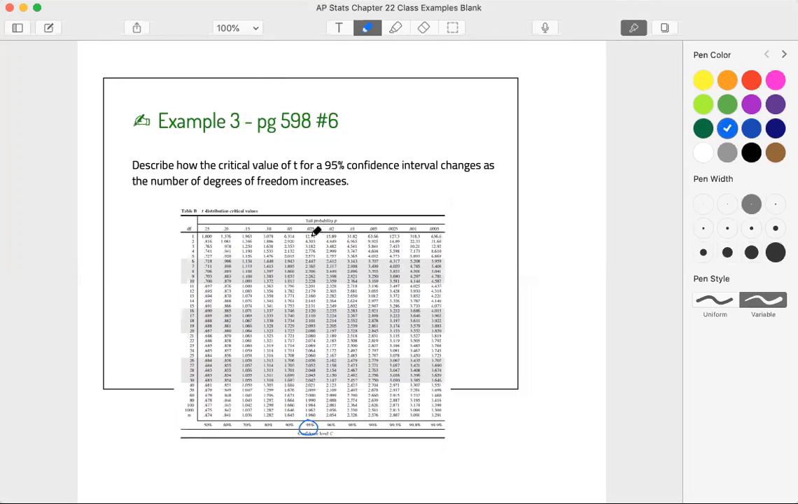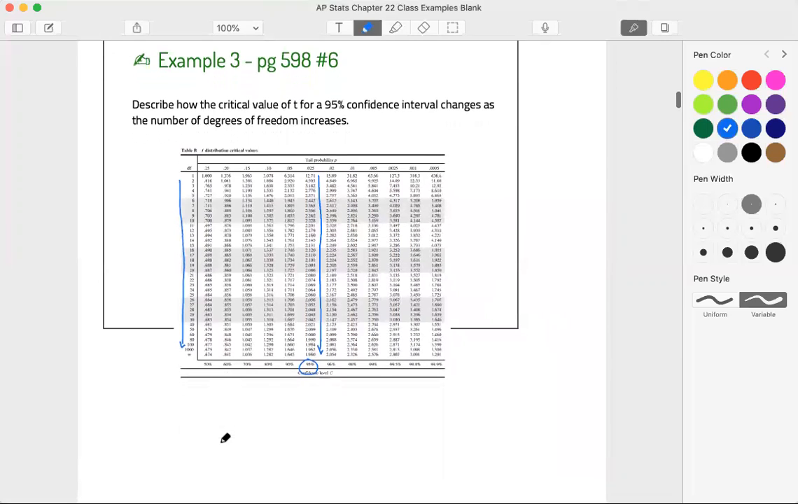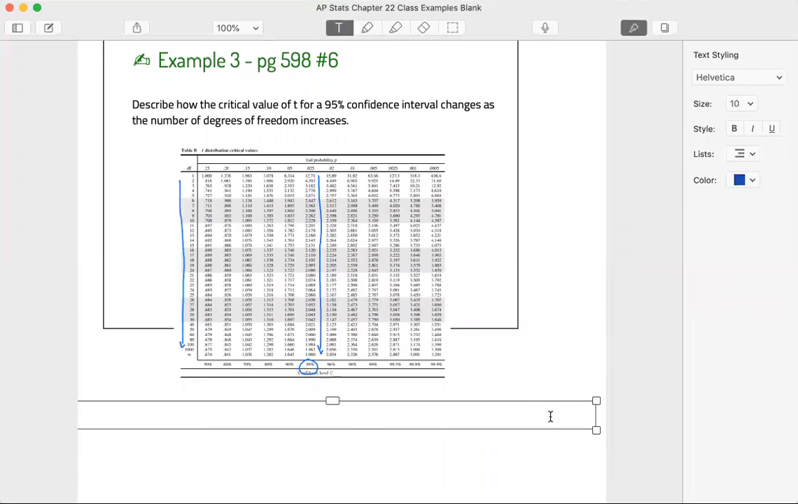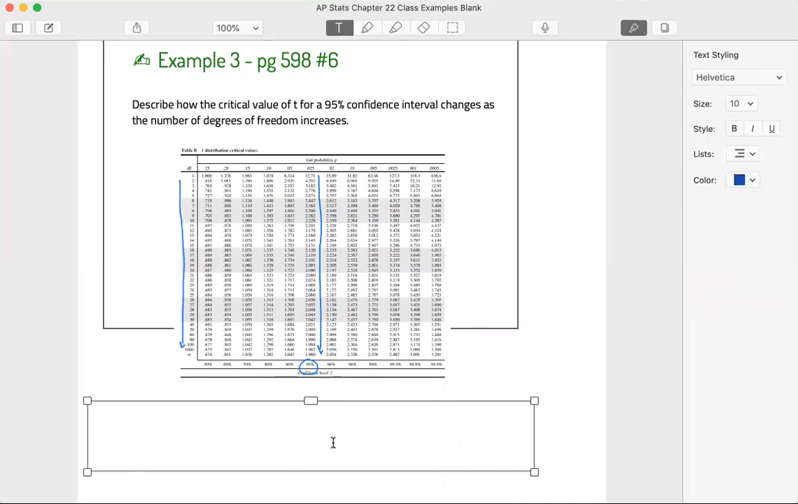So if you notice, we start off at 12.71. And what happens to these numbers as I continue to go down this column? That means my degrees of freedom increases. Well, if you notice, my critical values decrease as my degrees of freedom increases, eventually getting really close to the Z critical value. So I'm basically going to write that up here, and I'll type that in so it's something you can read as opposed to me writing it, okay?